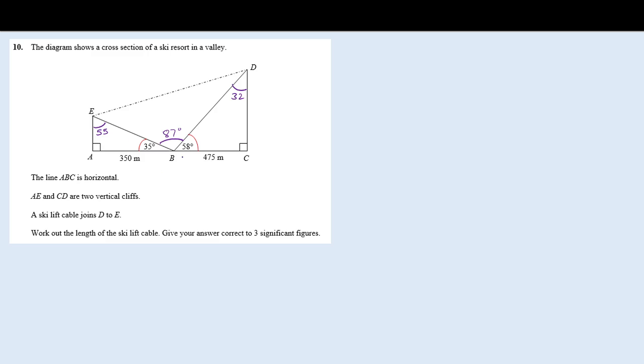Now, is there anything else that I can work out from here? Not really. Okay. Now, what is this question even asking? It shows a cross-section of a ski resort in a valley. The line ABC is horizontal, so that's a flat line. We've got AE and CD are two vertical cliffs. A ski lift joins D to E, so that dotted line across the middle. Work out the length of the ski lift cable. Give your answer correct to 3 significant figures.